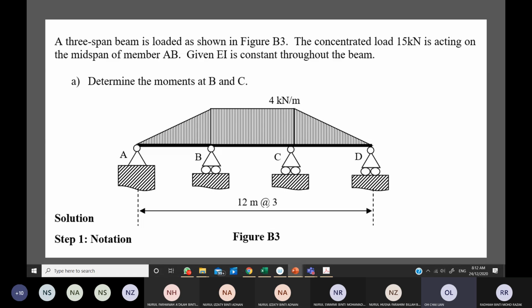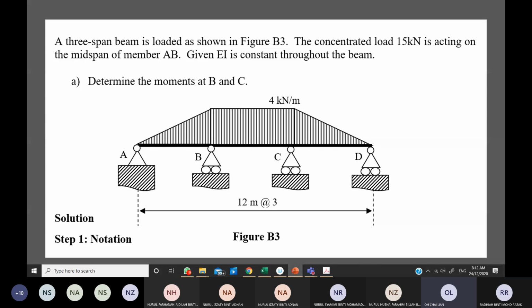Let's try to understand this. This is the three-span beam, which is loaded overall like a trapezoidal loading, 4 kilonewton per meter. But for each span, you will see that for span AB, it is a triangular distributed loading, for BC it is a rectangular UDL, and for CD, again, it is triangular.